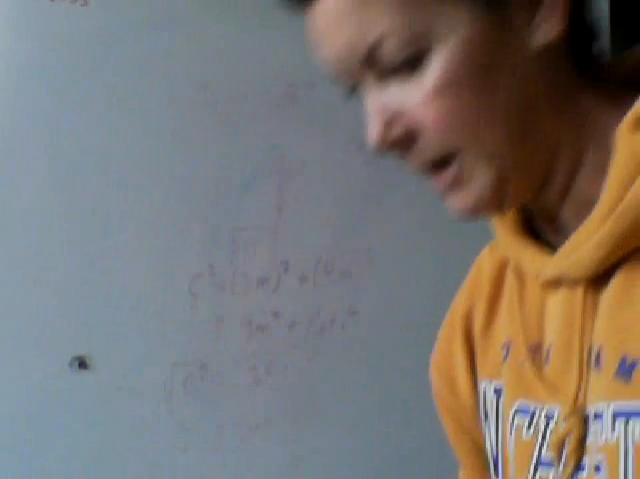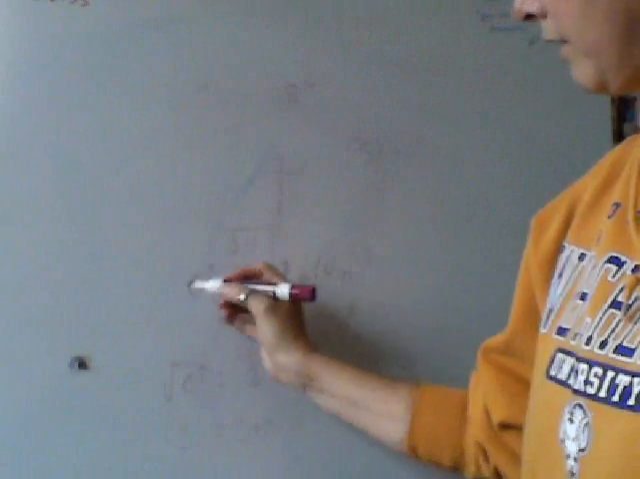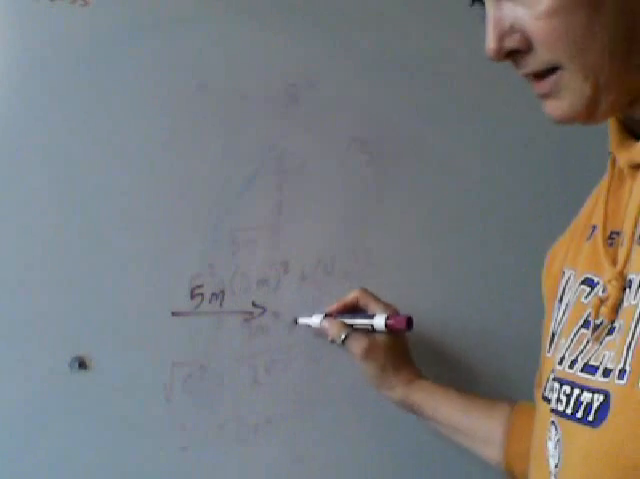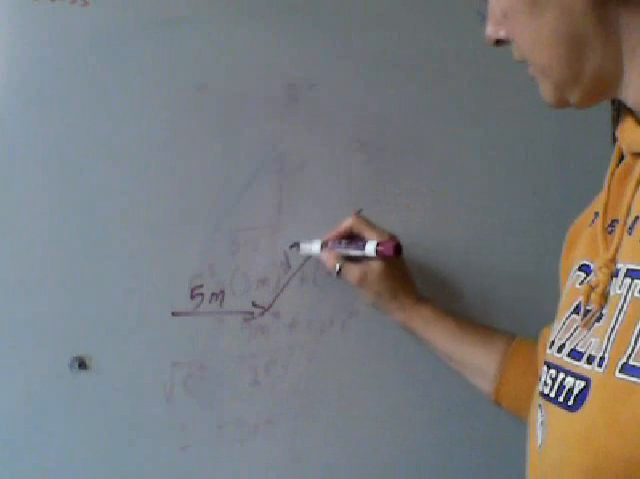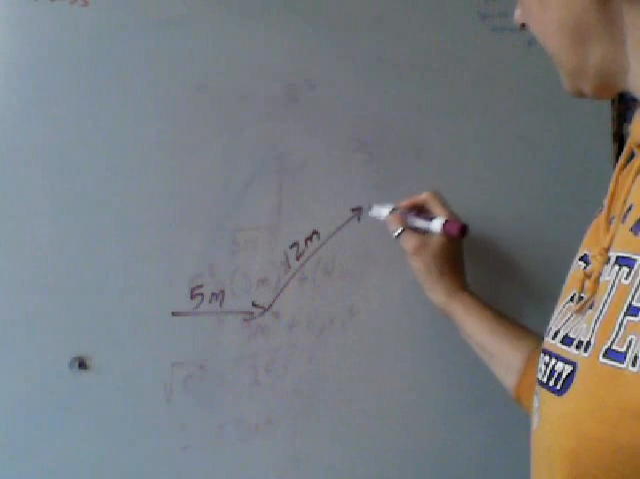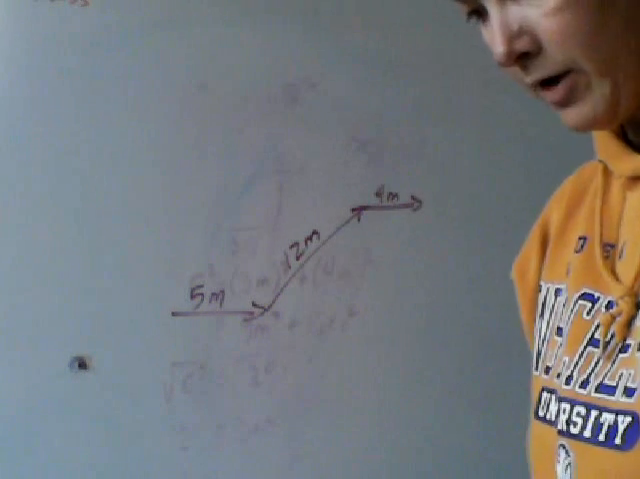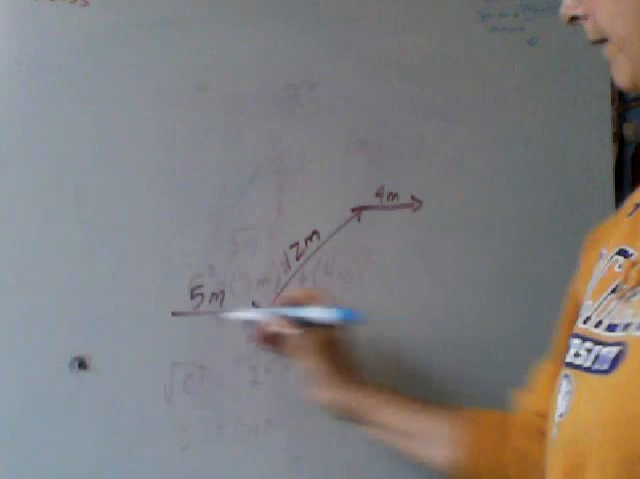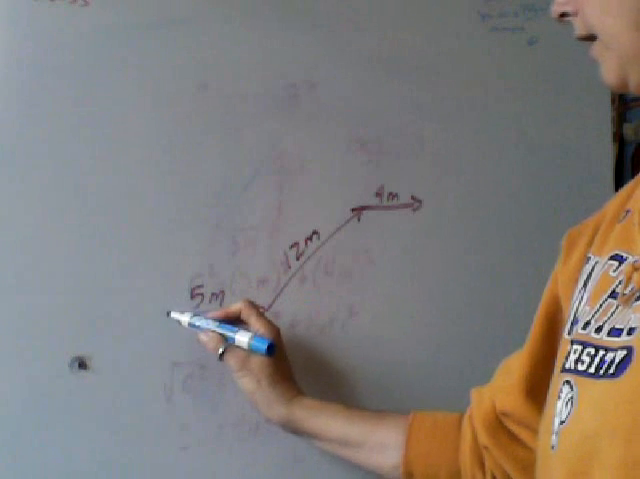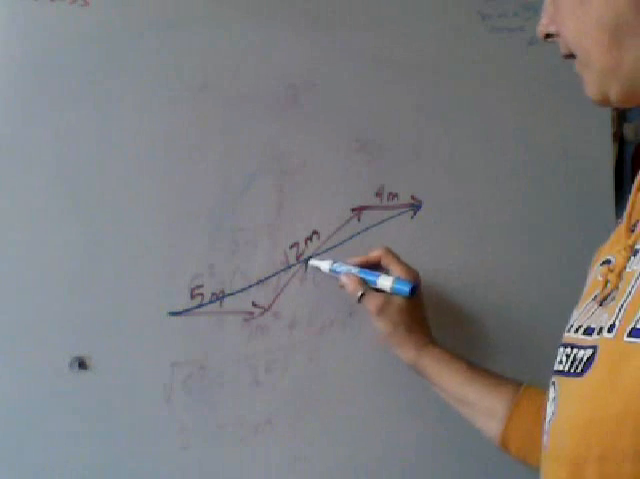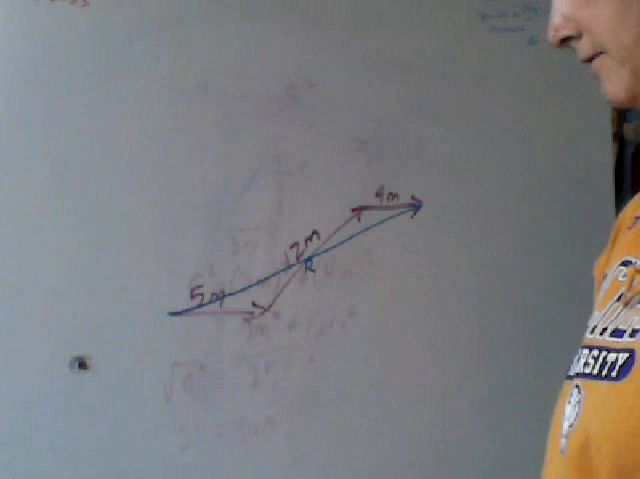We have someone, say, hiking through the woods, and they make several different turns. So we'll send Jordy out to the woods again. He goes 5 meters to the east, and then he goes at an angle, 12 meters, and then he walks east again for 4 meters. So in this case, it's a little more complicated to determine the resultant displacement. But again, we remember that we go from the beginning of our walk, or the tail of the first vector, to the head of the last vector. This will get our resultant vector.